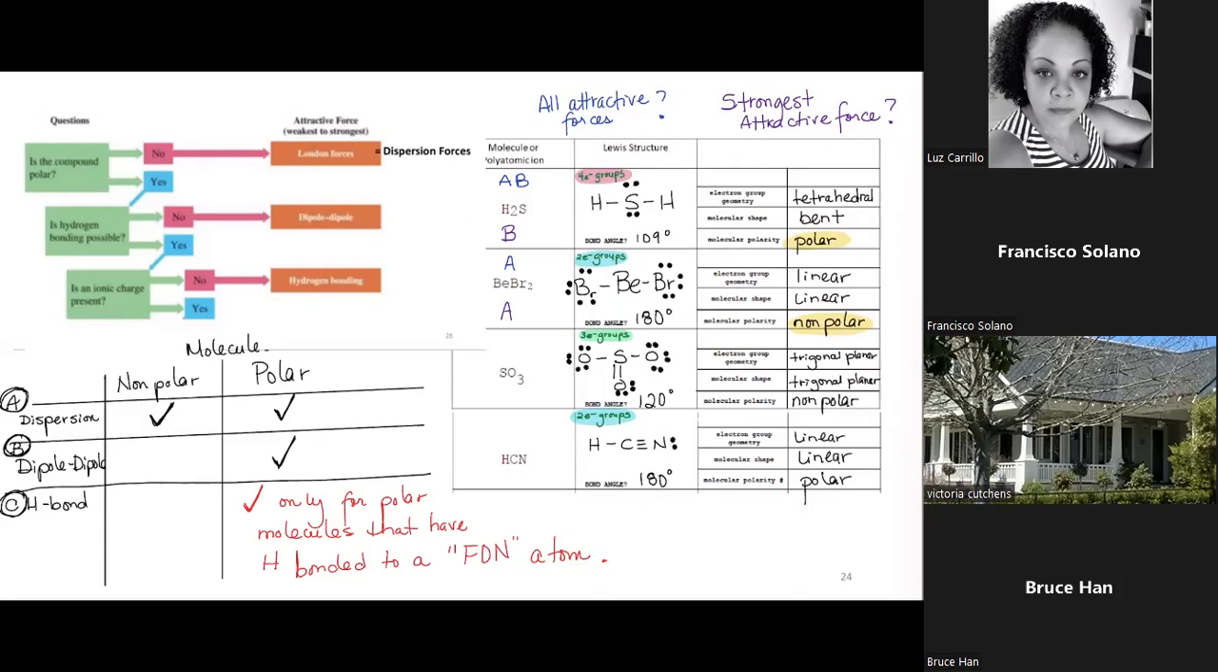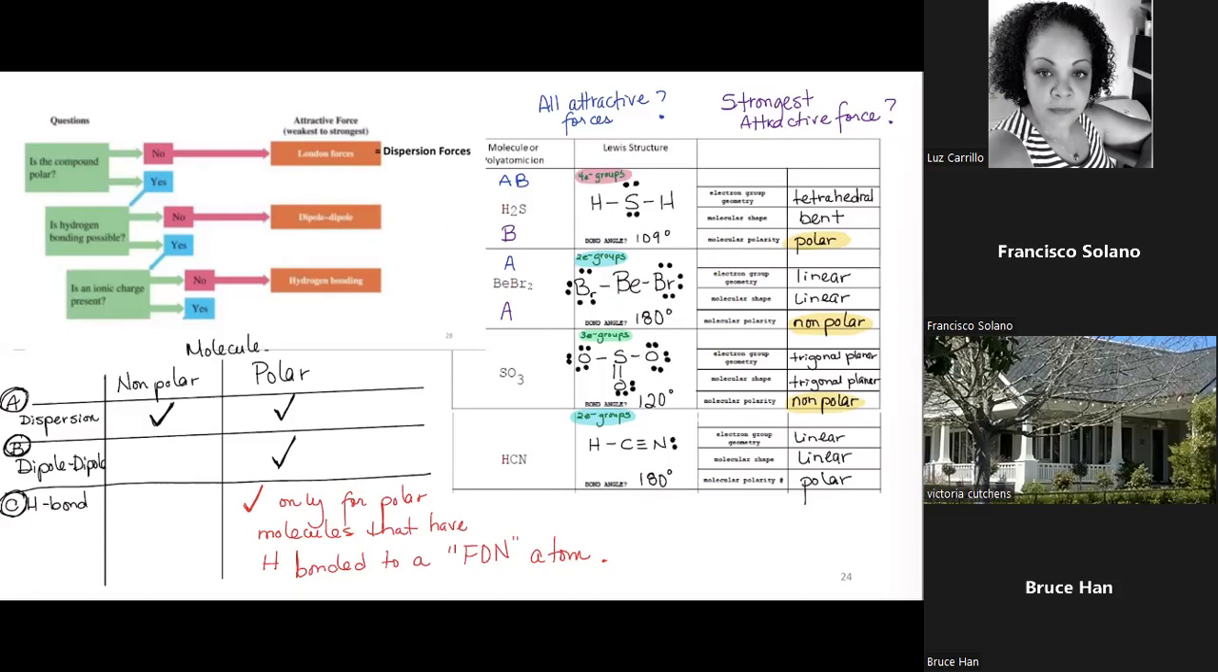In the case of BeBr2, we know that overall the molecule is nonpolar. So if you follow the flow chart on the left, is the compound polar? The answer is no. So you stay at London dispersion forces. Let's move on to SO3. We know that SO3 is nonpolar. So all of the forces and the strongest force is going to be the same. What's going to be the letter?